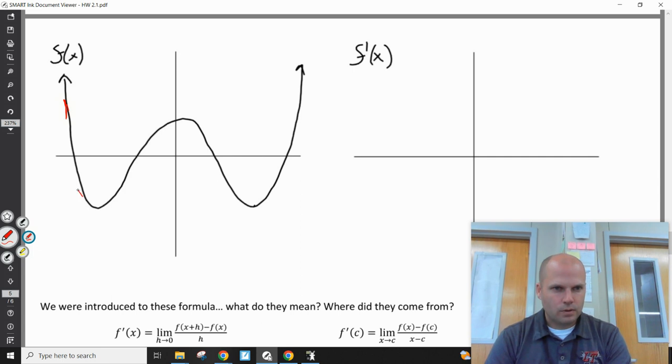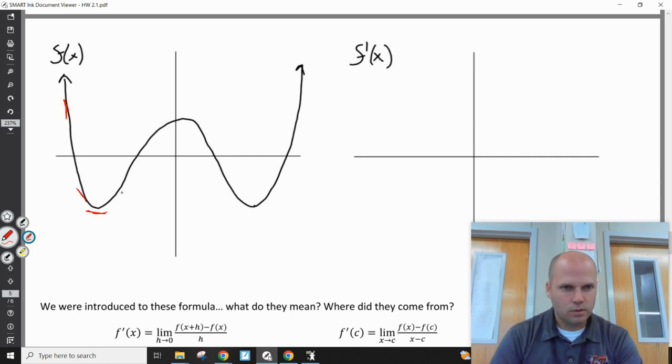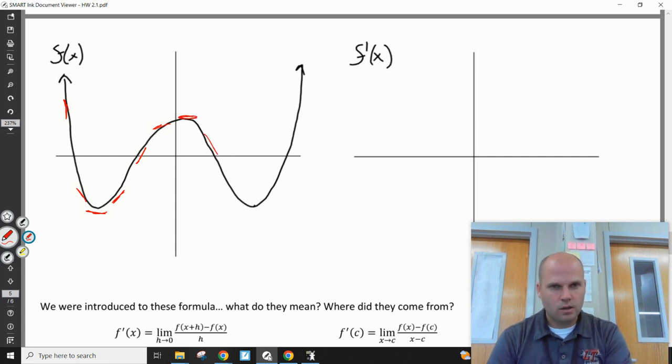Negative, less negative, zero. Positive, more positive, less positive. Looks like it's a zero right there. We got some negatives, less negative, zero. Positive, more positive. There's a lot of points there.